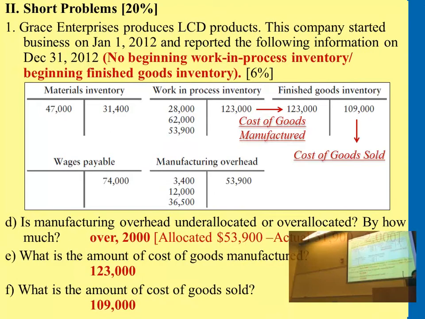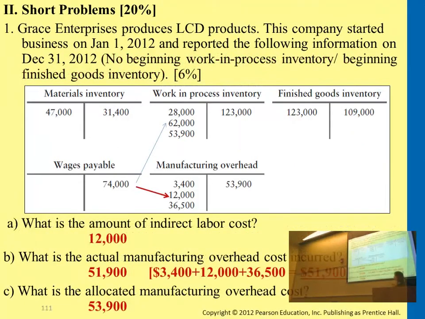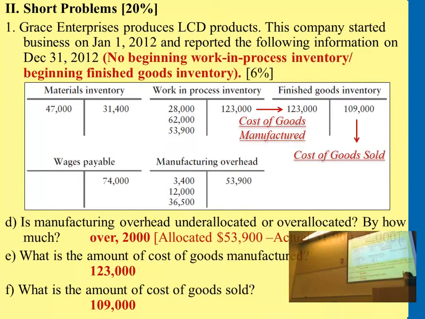Okay, now the last 3 questions here, manufacturing overhead cost, is it underallocated or overallocated? So remember you need to compare B and C. So C is the allocated one, B is the actual cost incurred, which you only know by year end. So we know that we allocated more than the actual cost. So for this question here, we overallocated the manufacturing overhead cost by $2,000.